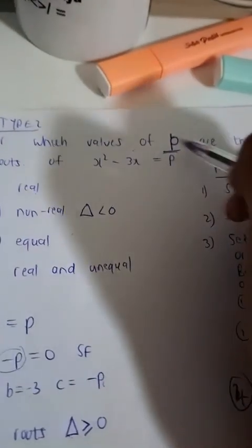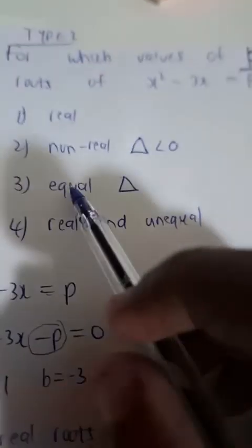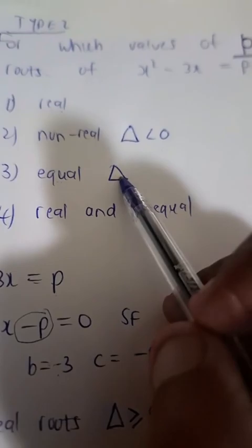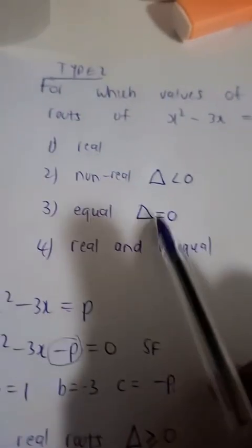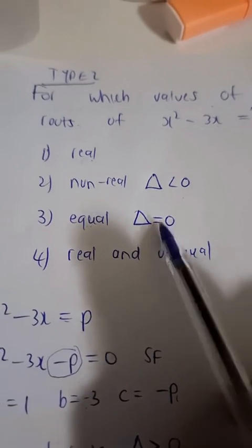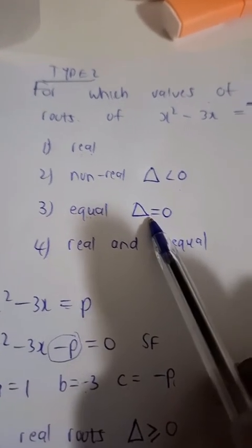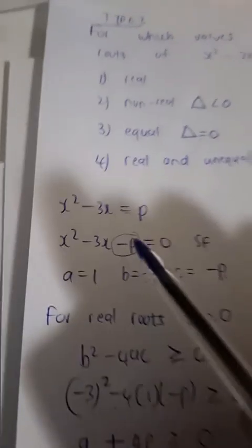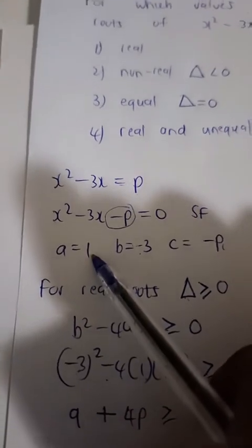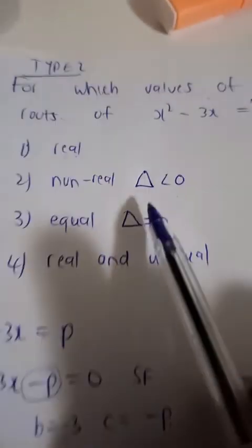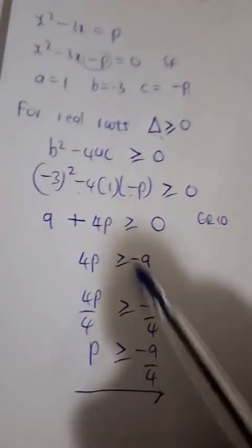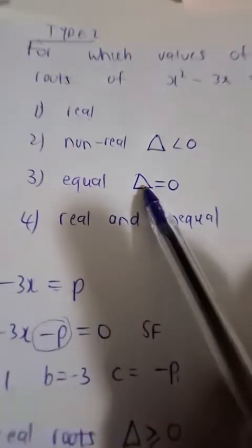For number 3, they say for which values of p are the roots of this equal. So I would set up an equation, because remember, for equal roots, it's when delta is equal to 0. So I would set up another equation where delta is equal to 0. Write it in standard form, identify A, B, and C, set up an equation using my condition again, substitute, solve the equation, get my value of p.